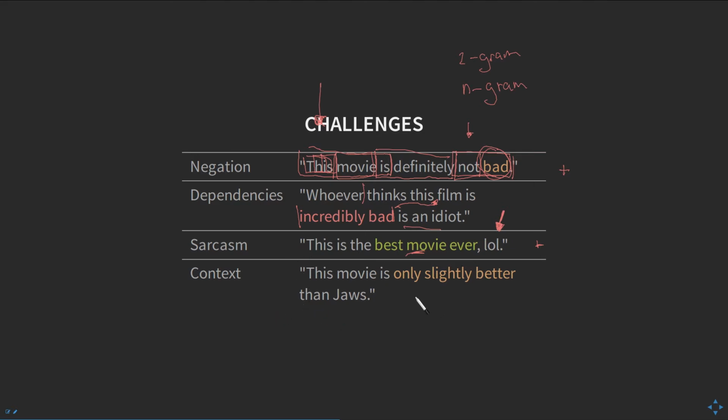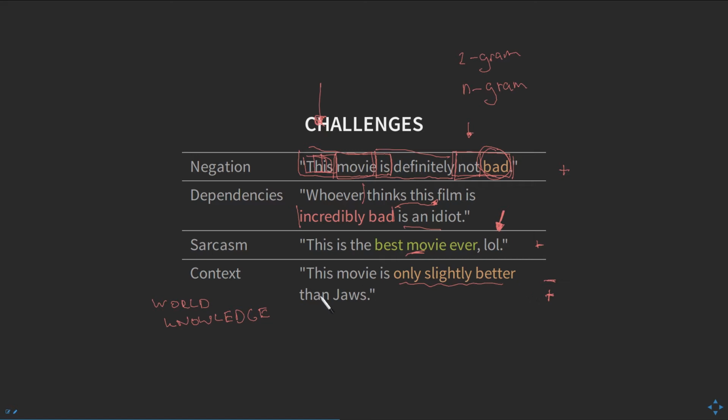And I think the hardest one by far is having context, like actual context or world knowledge. I think it's better described as that. Now this is where to solve a task we need to know way more beyond the scope of the task. So for this one specifically, saying that a movie is only slightly better than some other movie, it can be very negative, but it can also be very positive.